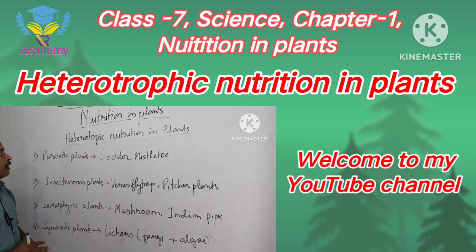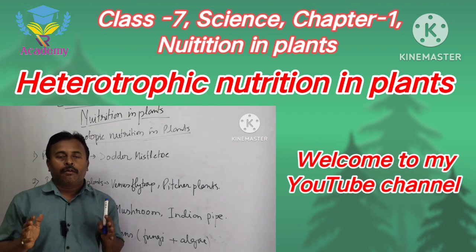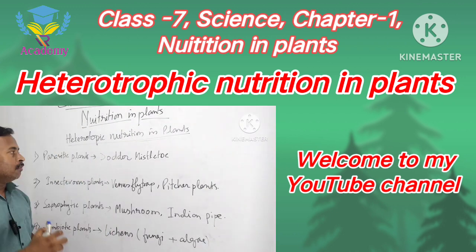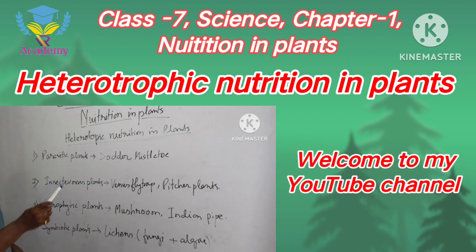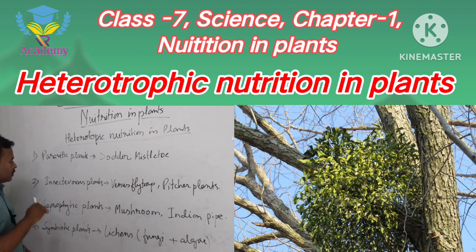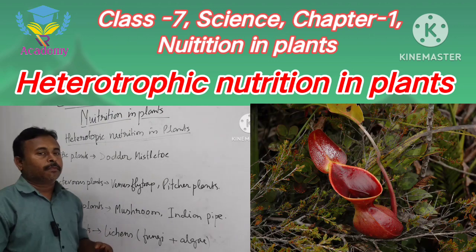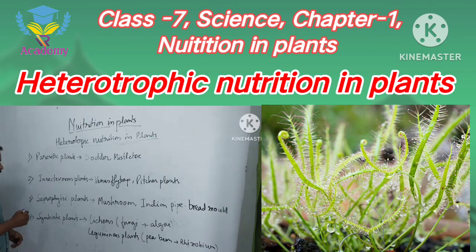Our topic for today is heterotrophic nutrition in plants. There are four types of plants in the heterotrophic nutrition of plants. Each and every example I will discuss. The first type of heterotrophic plant is the parasitic plant. Examples are dodder and mistletoe. Second, insectivorous plants: Venus flytrap, pitcher plant, sundew.